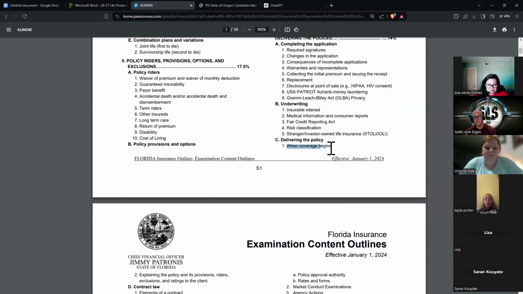Okay, so delivering the policy. When coverage begins: coverage technically begins when the conditional receipt is issued, as long as the policy is issued. That's the effective date. Now, if a premium is not collected with the application, coverage typically begins when the first payment is made and a statement of good health is obtained. So if the client does not make a first payment with the application, they typically have to sign a statement of good health saying, yes, I'm still healthy, nothing's happened since I did this application. That's when the coverage will begin, which would typically be when the policy is delivered. So the policy really begins when it's delivered, but it will be backdated if the person had made an initial payment with the application.